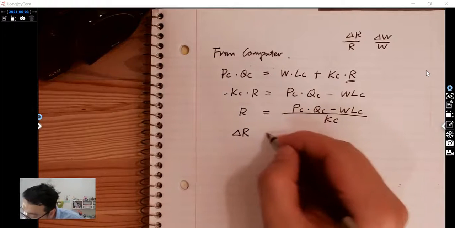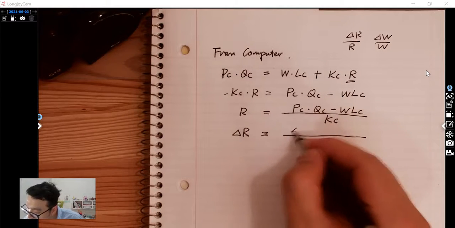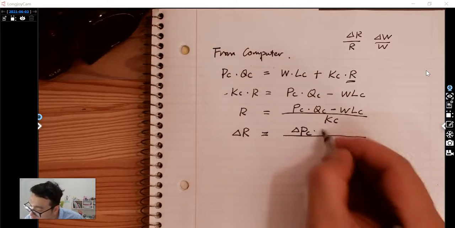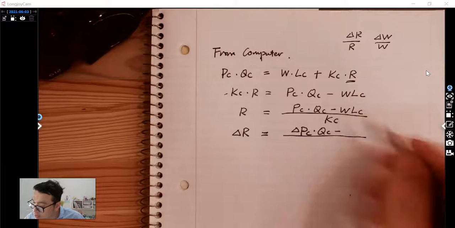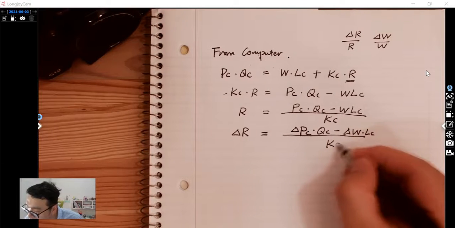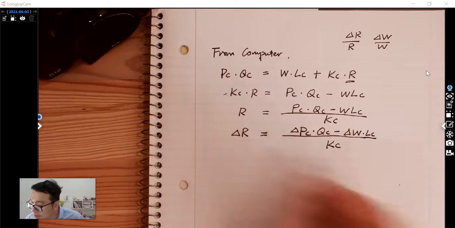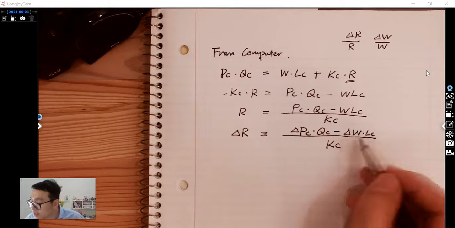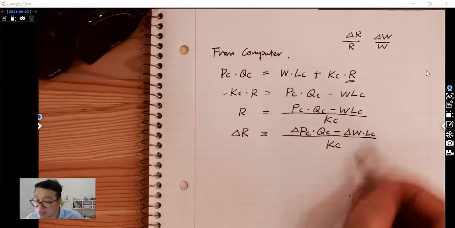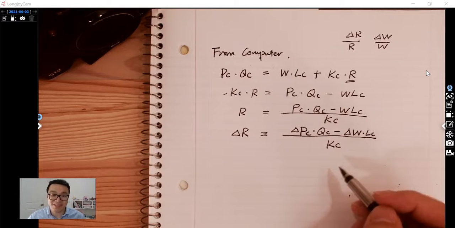So let's see, this change in rental can come from the change in price of computer. So it equals the change in price of computer, delta PC, times computer's quantity, minus the change of the wage rate, delta W, times LC, divided by KC. So here we find the change of the rental on capital coming from the other price changes, the price of the workers and the price of computer, holding the quantity unchanged. So this is the first tricky part. You should try to understand this.